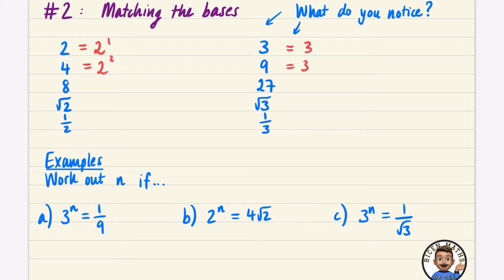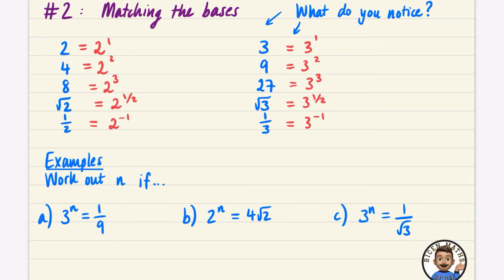So this is like a 2 to the power of 1 and a 2 squared. This is a 3 to the power of 1 and a 3 squared. Well, the 8 and the 27, 8 could be written as 2 cubed, and 27 could be written as 3 cubed. The square root of 2 could be written as 2 to the half, and the square root of 3 could be written as 3 to the half. And a half could be written as 2 to the power of minus 1, and a third could be written as 3 to the power of minus 1.